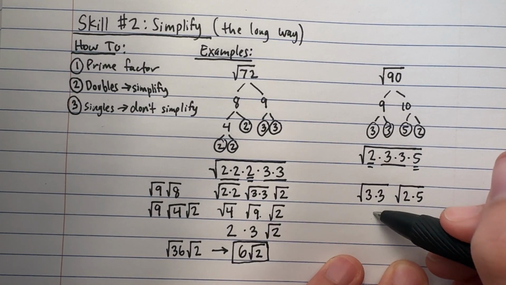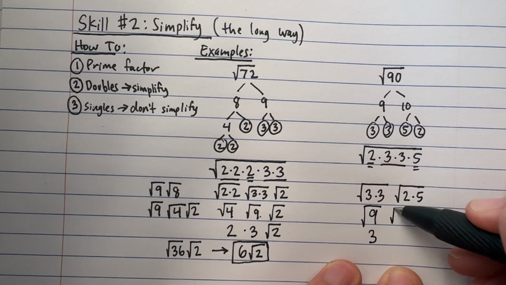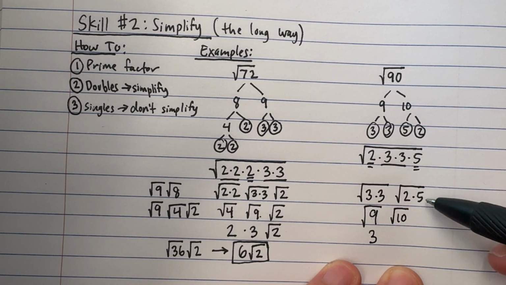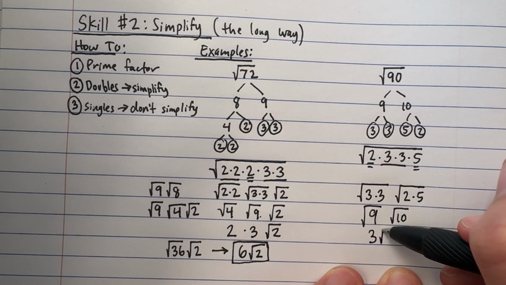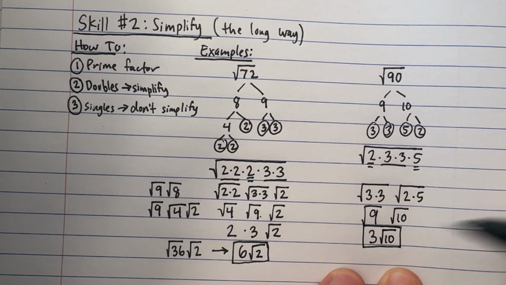Okay, now look, this becomes the square root of 9, which simplifies to 3. This becomes the square root of 10, which does not simplify. It doesn't matter that there's 2 numbers in here. They're not double, so this is not a perfect square. This is not 16 or 25. The square root of 10 is not 5, okay? It can't be simplified, and this is the answer.